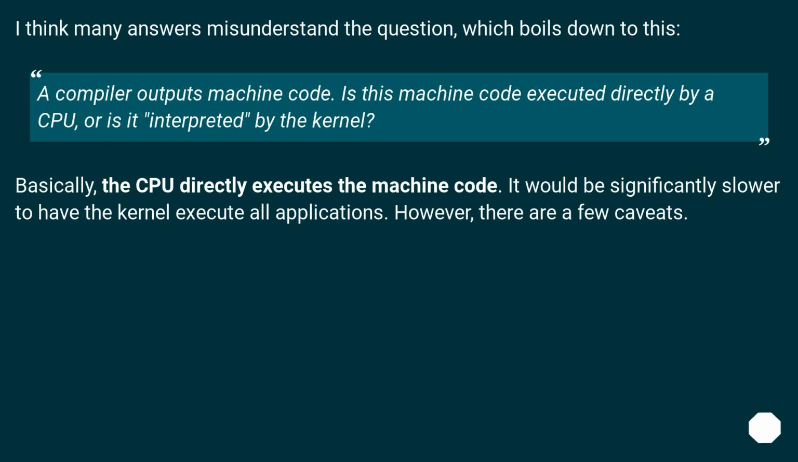I think many answers misunderstand the question, which boils down to this. A compiler outputs machine code. Is this machine code executed directly by a CPU, or is it interpreted by the kernel? Basically, the CPU directly executes the machine code. It would be significantly slower to have the kernel execute all applications. However, there are a few caveats.